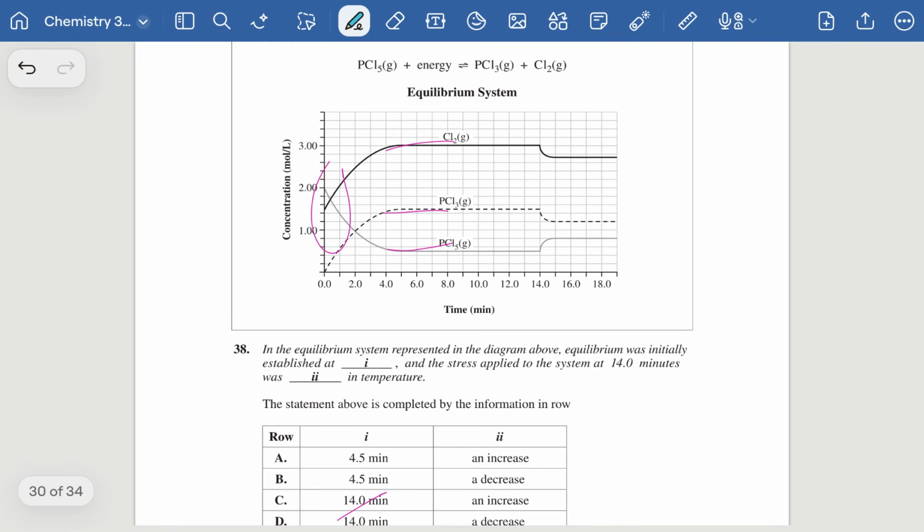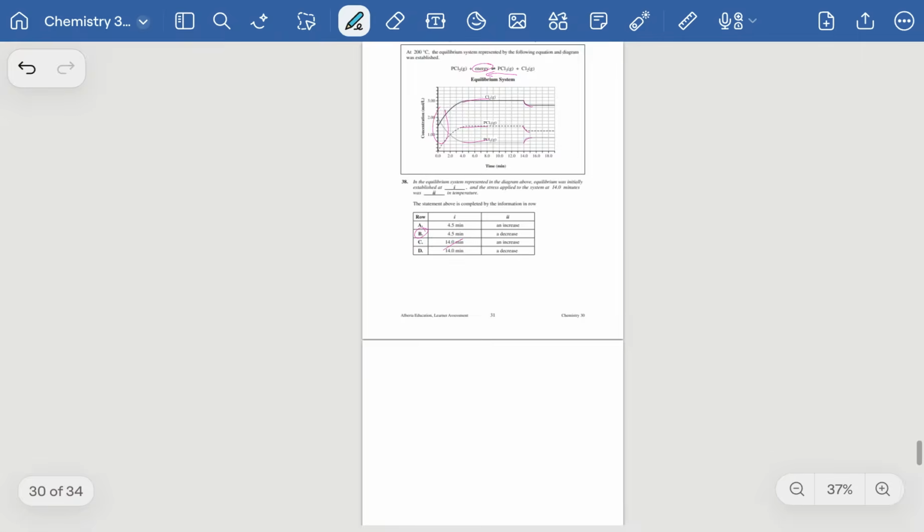Then what we want to see is, because we have no vertical lines, we know it is a temperature change. If it was one vertical, it would be concentration. If it was all vertical, it would be a pressure or volume change. Because it's all smooth lines, we want to see that the Cl2 is being used up, right? It's decreasing, and the PCl5 is increasing. So that's showing a shift to the left. If you increase temperature, you would shift to the right, so you would have had to decrease temperature so that you can shift to the left.